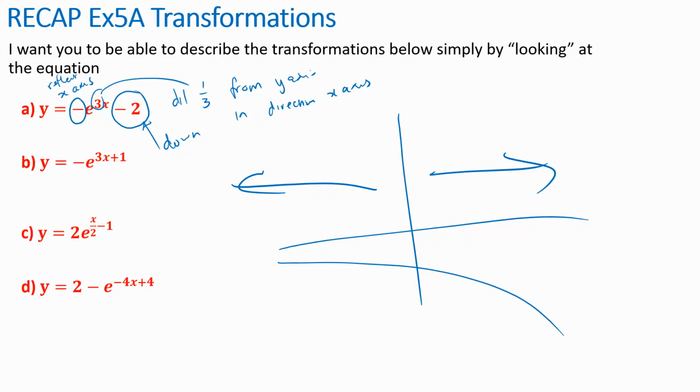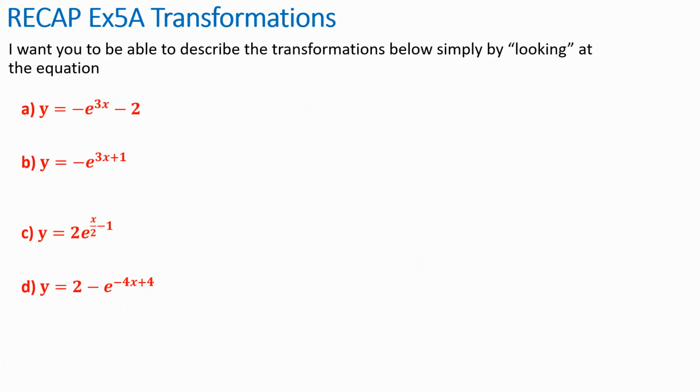Okay, and that's what exercise 5B is about. You need to read the transformation, picture what the graph is, and then sketch it. Yeah? All right, so we got A down. Let's have a look at the next one. Give me a transformation for B. Can I please have Liam?